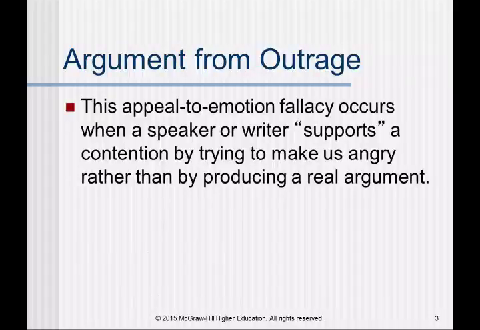This appeal to emotion fallacy occurs when a speaker or writer supports a contention by trying to make us angry rather than producing a real argument. So I'm just going to make you angry, and then I'm going to try to use your anger to get you to believe or to do something. Argument from outrage. Okay.